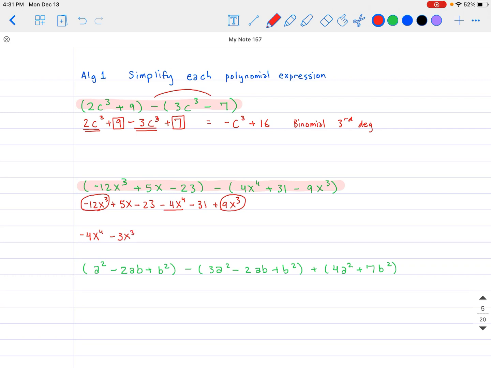Then we look for more like terms. We have 5x, that's all by itself, so I'm just going to put plus 5x.